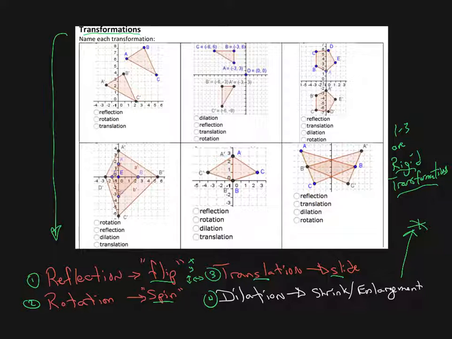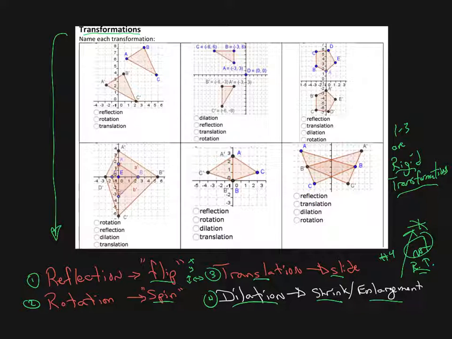Dilations are not rigid transformations. Why? Because they shrink or enlarge the shape. They do change size. So that's why I wrote dilation in white. So 1 through 3 are rigid transformations. Number 4 is not a rigid transformation.